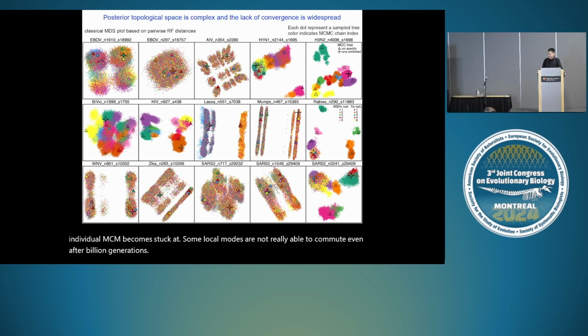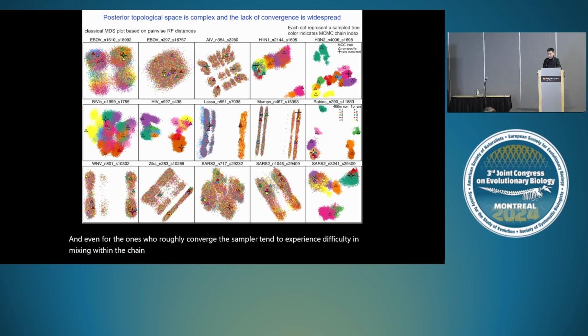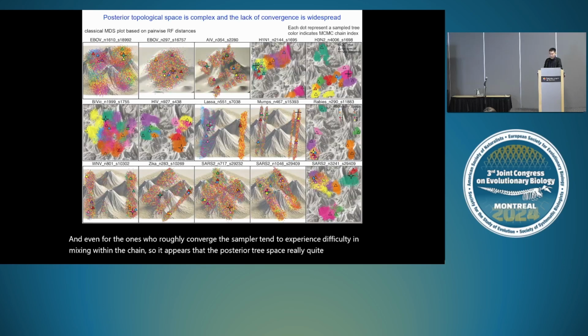And even for the ones that roughly converge, the sampler tends to experience difficulty mixing within the chain. So it appears that the posterior tree space is really quite complex, with most of them looking multimodal and many containing terraces and ridges. So most of the computation time in Bayesian phylogenetic analysis is actually spent exploring, or rather wasted, wandering around this complex tree space.